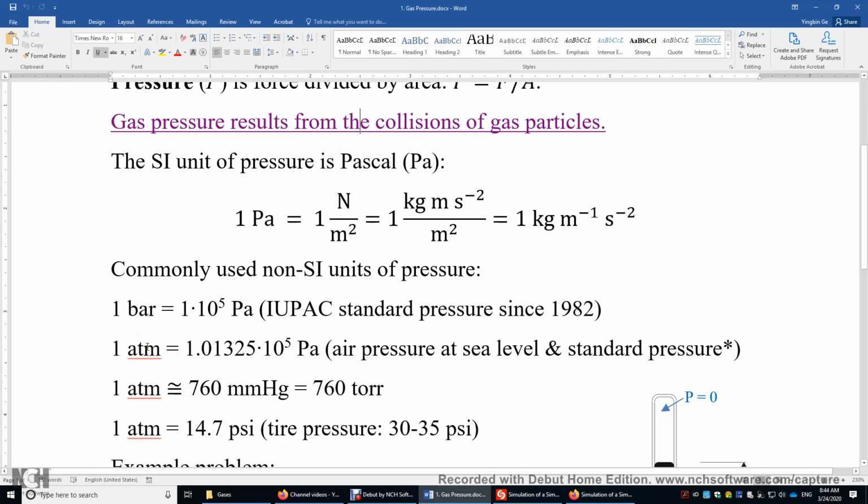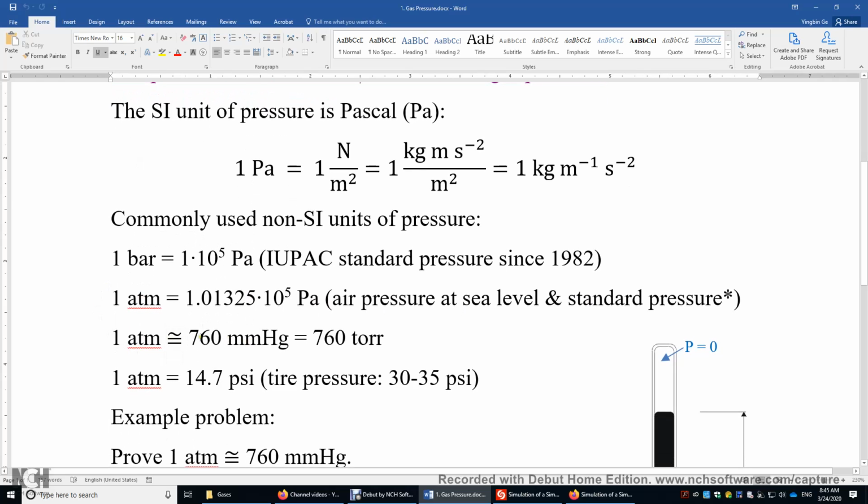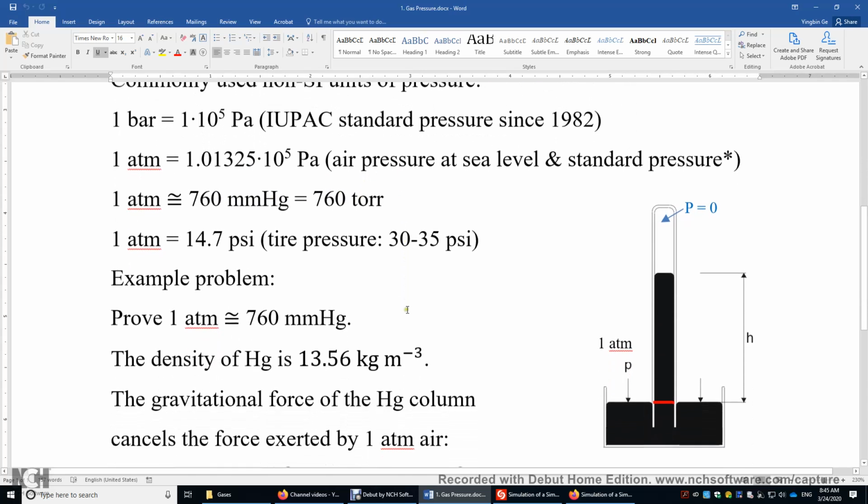And we have atm. 1 atm is 1.01325 times 10 to the power 5 pascals. And this is the air pressure at sea level. 1 atm is the standard pressure before 1982. It's still considered standard pressure in some of the textbooks. 1 atm is roughly 760 millimeter mercury or 760 torrs. 1 torr is 1 millimeter mercury.